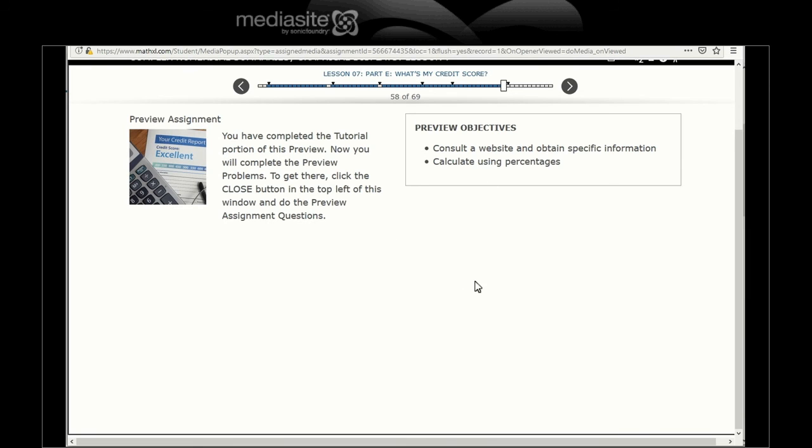So we completed the tutorial. I showed you how to access a website. Basically, highlight the HTML address that's given to you, right-click and open it in a new window. Avoid the last decimal point. HTMLs do not end with a decimal point.